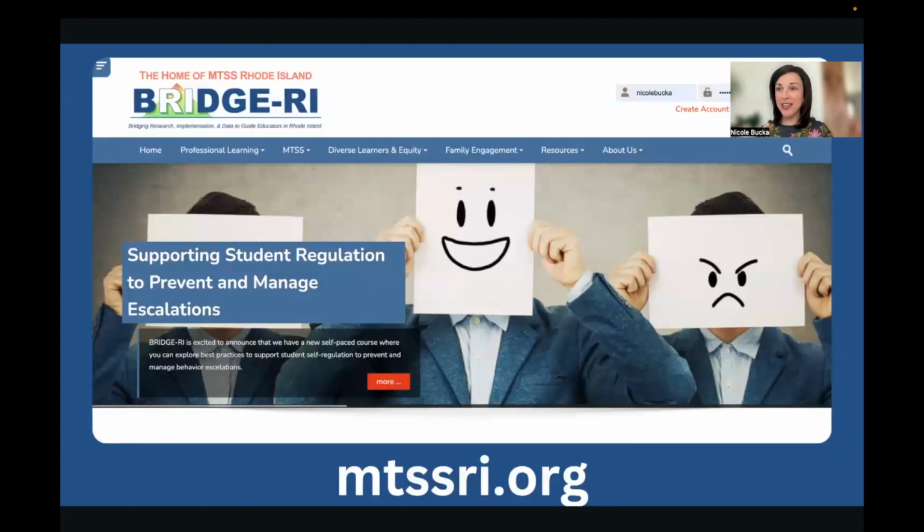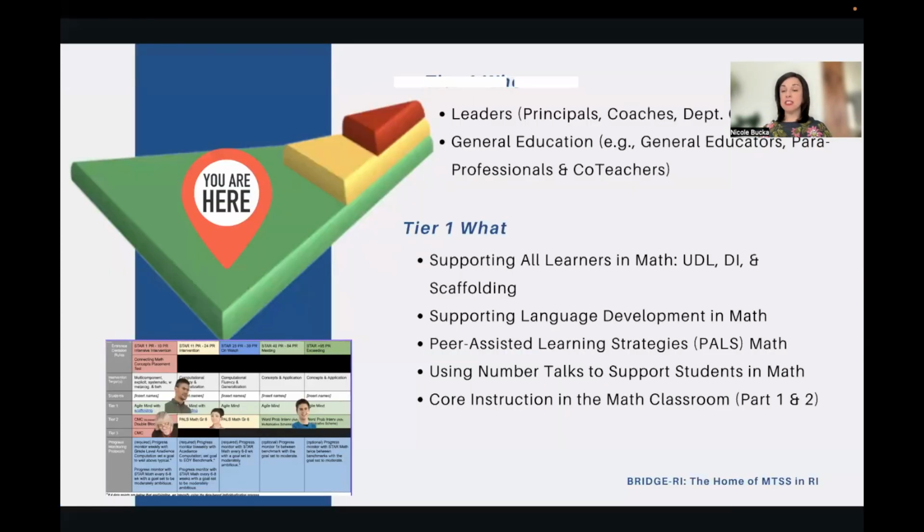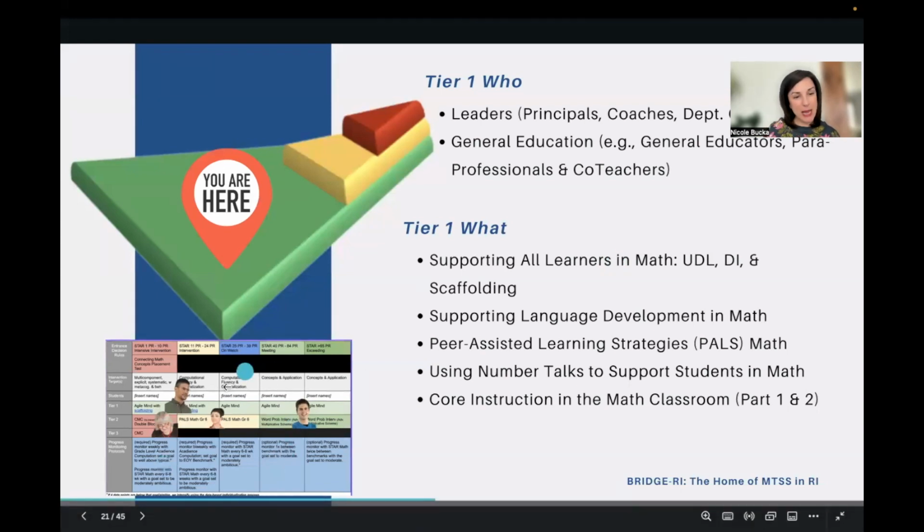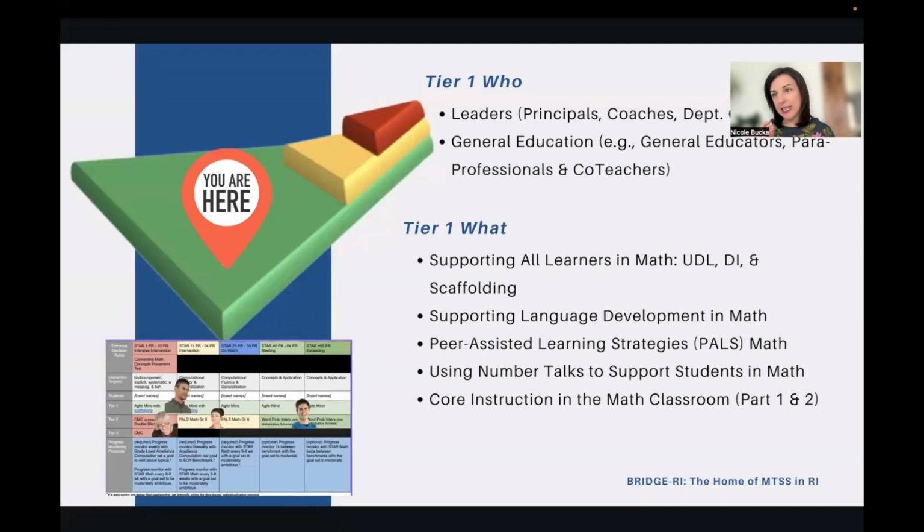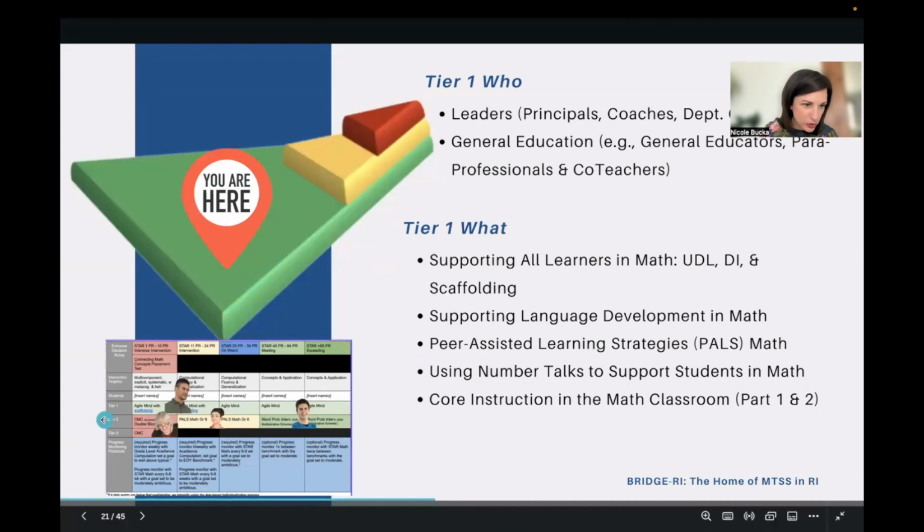Enter Bridge RI. Bridge RI is Rhode Island Department of Education's funding into a blended professional development platform. It is free. You can use it any time of day. You can embed it in your common planning time, use it with people in your building leading the work, PLC style. It is at mtsri.org. And you'll see that if we reference this map as an image, every single thing I have taught you about that map today is trained on Bridge RI. So if we start with tier 1, see here in the green, look across here at tier 1.